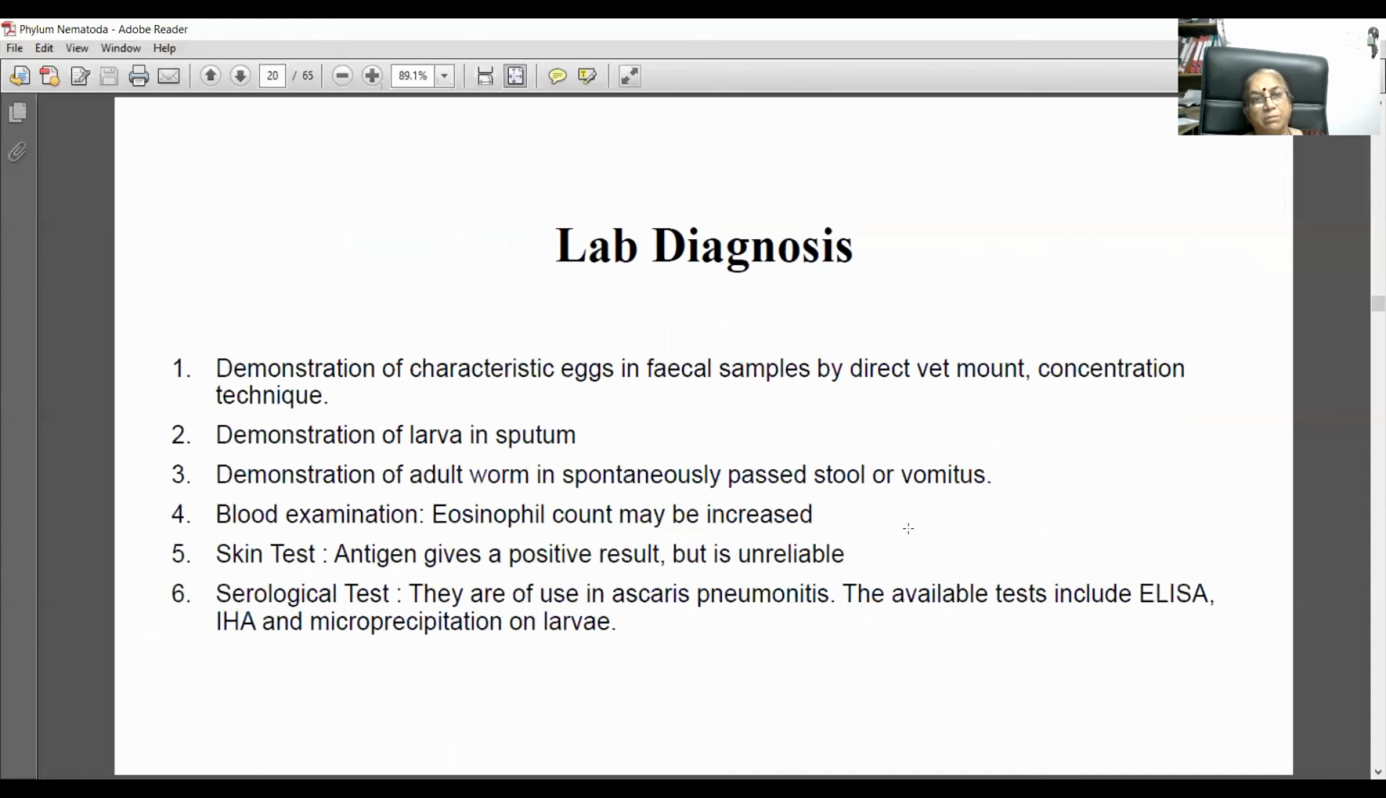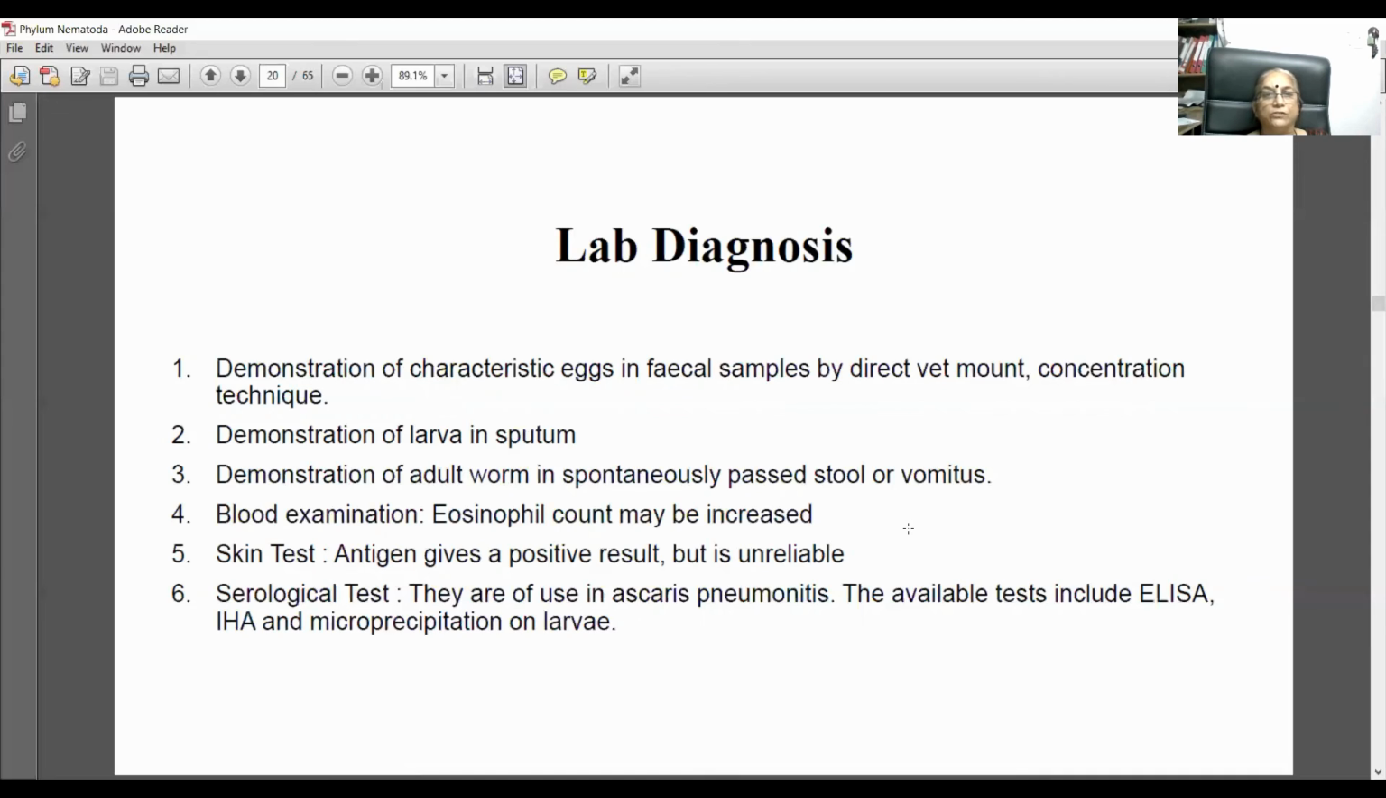Now coming to the lab diagnosis, how can we find out the infection? After seeing the clinical features, after seeing the pathogenicity, you are going to advise the patient for blood examination, stool examination, depending upon the conditions, sputum examination, and sometimes, if required, serological examination, and lastly, skin test.